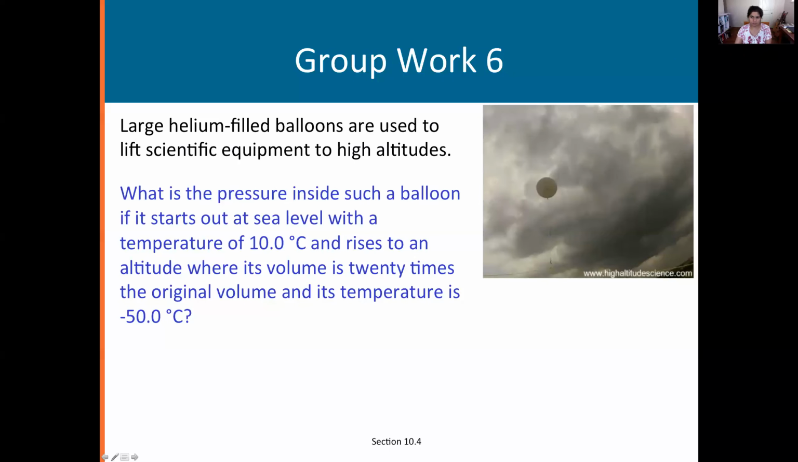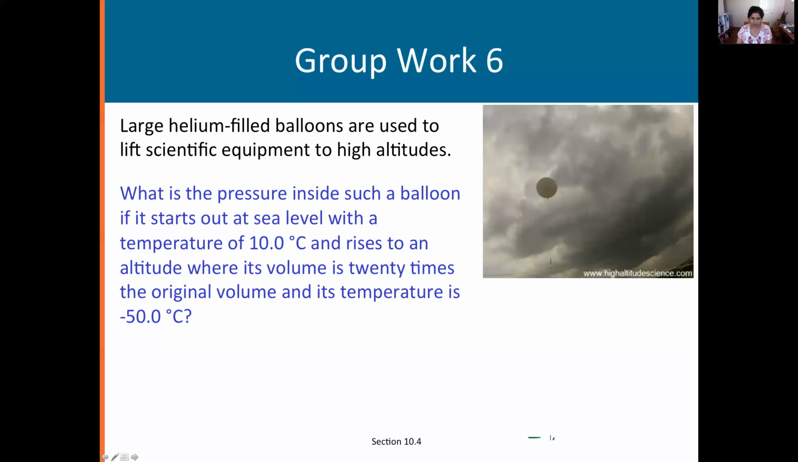Let's do another problem. Large helium-filled balloons are used to lift scientific equipment to high altitudes. What is the pressure inside such a balloon if it starts out at sea level with a temperature of 10 degrees Celsius and rises to an altitude where its volume is 20 times the original volume and its temperature is minus 50 degrees Celsius? Okay, so clearly we need to make a sketch. Let me go to a different color. So we're starting the balloon out here. What do we know here? This is the ground at sea level.